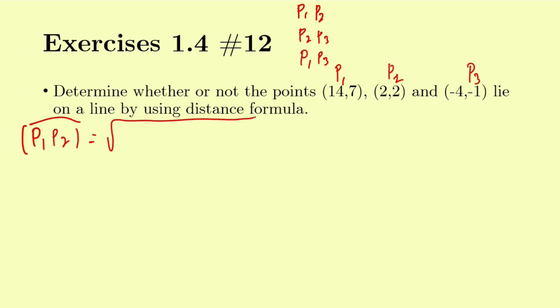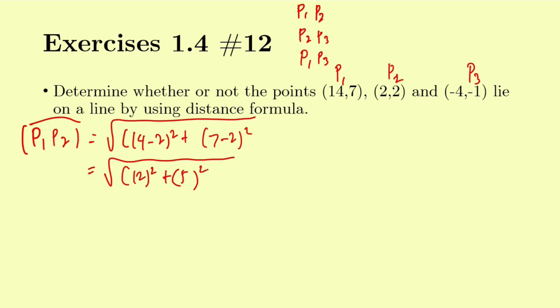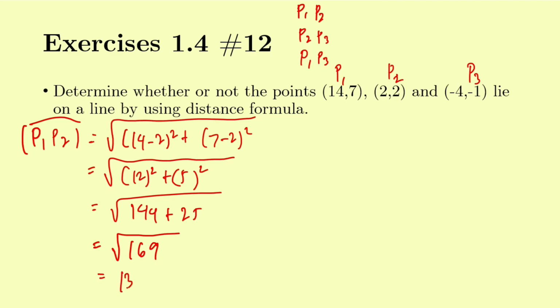P1P2 is equal to the square root of (14 - 2) squared plus (7 - 2) squared. Next, 12 squared plus 5 squared. That's equal to 144 plus 25, which equals 169. The square root of 169. 169 is a perfect square, so our answer is 13.